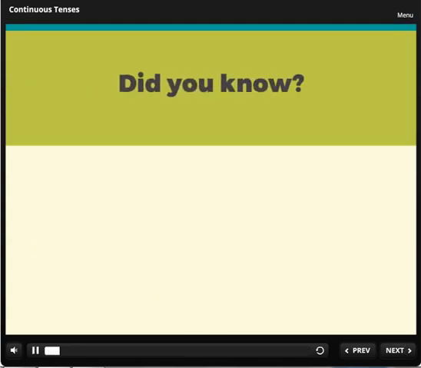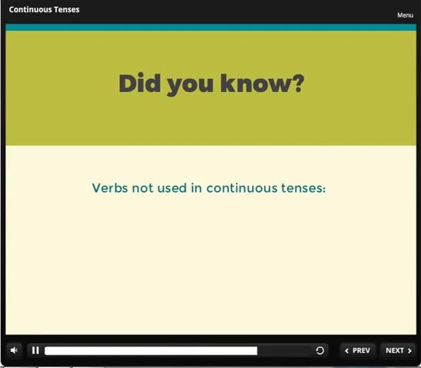Some verbs are normally used only in the present simple tense. We do not use the continuous tense for these, even if they are happening right now. For example, we will not say, I'm liking this weather. Here are some more examples of verbs that are not used in continuous tenses.